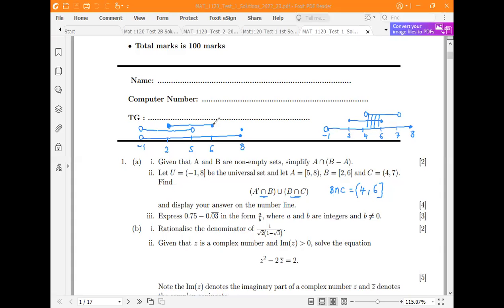What do you want? The intersection again. So we take the intersection from 2 to 5. So A complement intersection B is equal to 2 to 5. 5 not included, 2 included.